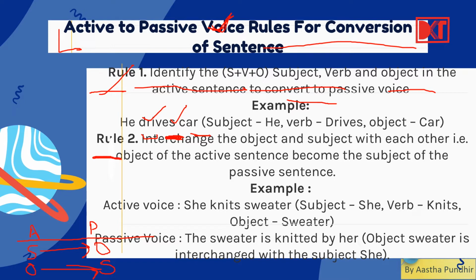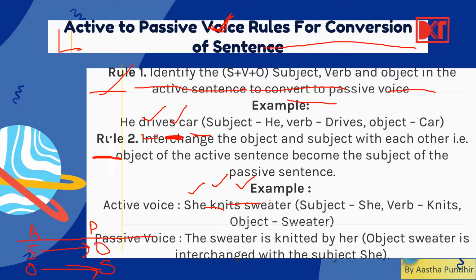जैसे एक्टिव वॉइस में है She knits sweater. ओके, यहाँ पे सब्जेक्ट क्या है? She, फोकस है. एक्शन क्या हो रहा है वर्ब के हिसाब से? Knit. और ऑब्जेक्ट किस पे एक्शन हो रहा है? स्वेटर पे. तो स्वेटर हो गया ऑब्जेक्ट. ठीक है, अब इसे हमें पैसिव वॉइस में चेंज करना है.